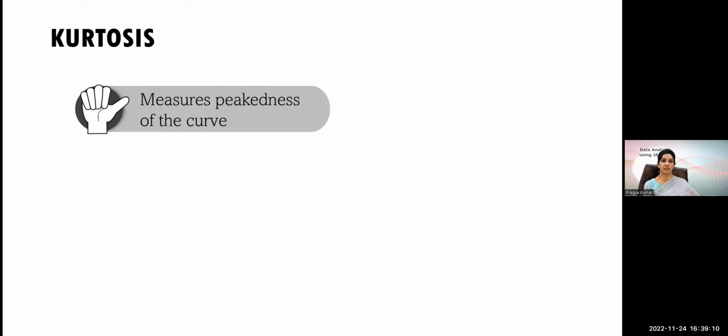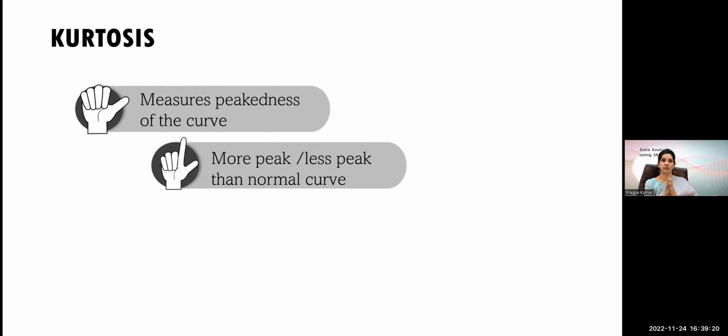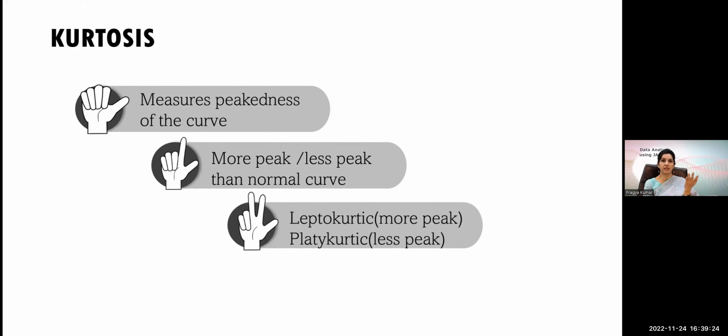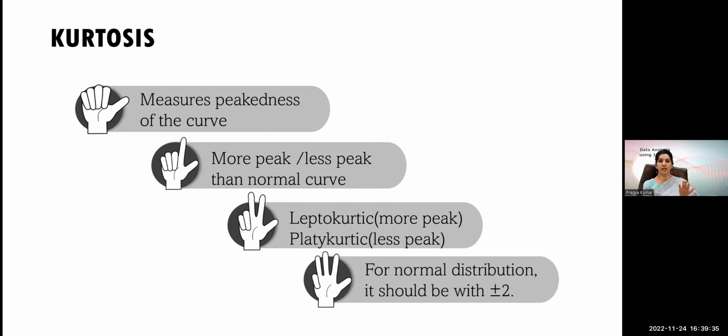The second is kurtosis. Kurtosis measures the peak. If the graph is very peaked, that is kurtosis. There are 2 types of kurtosis. If there is a less peak, we call it platykurtic. If there is a more peak, we call it leptokurtic. The value for kurtosis is also the same. If it is within plus minus 2, we call it a normal distribution.